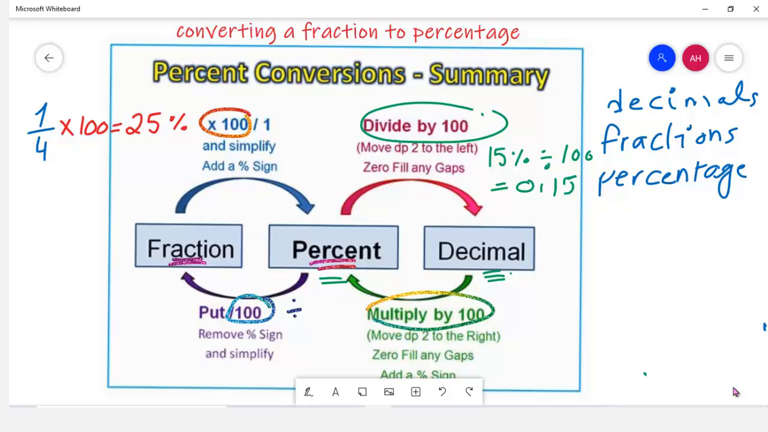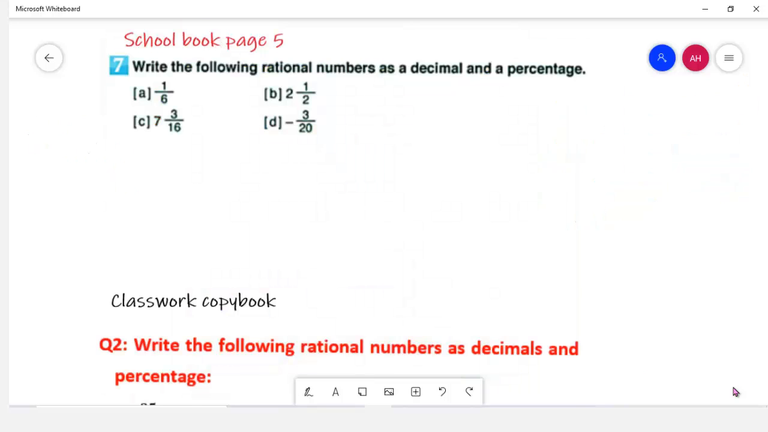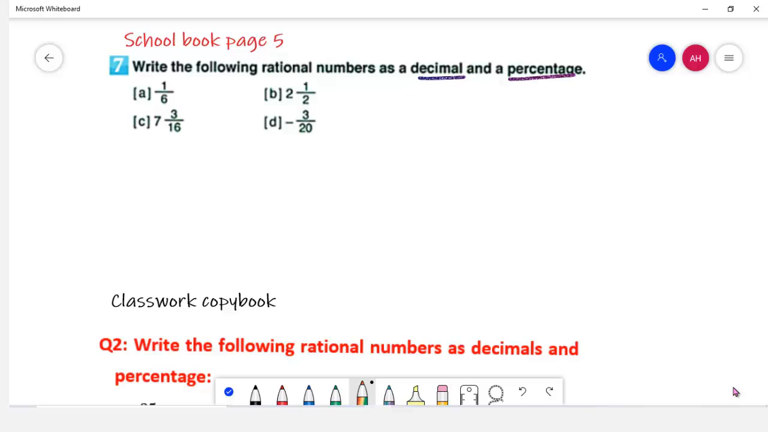Let's go now and have an example. How can I convert from one form to another? Write today's date beside question 7 in the school book, page 5, and let's begin. Write the following rational numbers as a decimal and a percentage. So already I am given a rational number, a fraction. How can I write it in the form of a decimal, and how can I write it in the form of percentage? To write it in the form of a decimal, it's so easy. Just use your calculator and you are going to find it as a decimal, and then multiply it by 100 to change it to a percentage. Let's begin now with the first one.